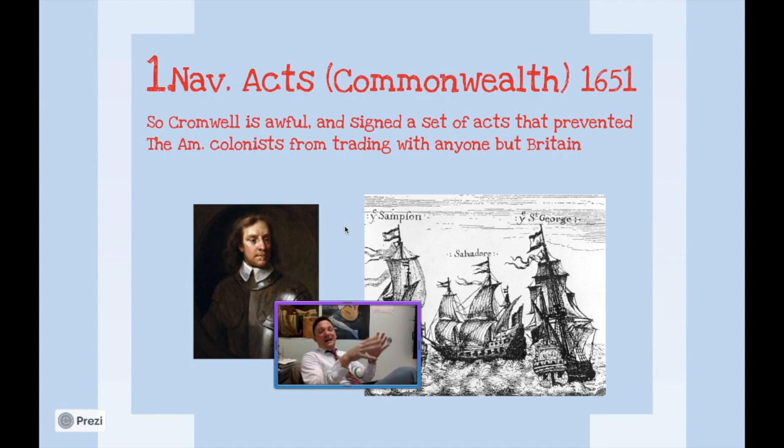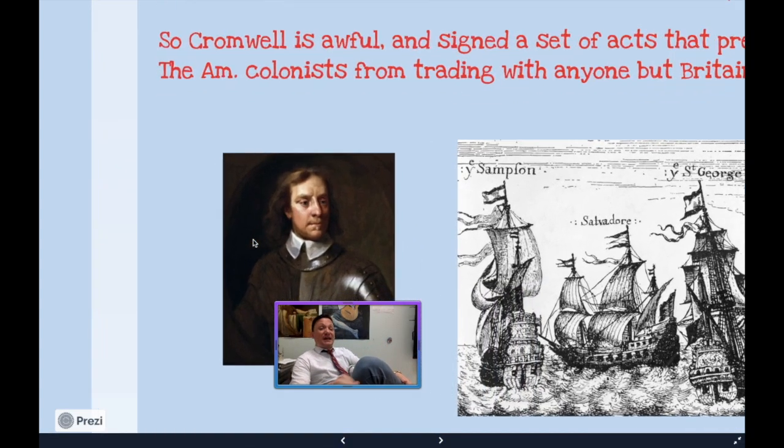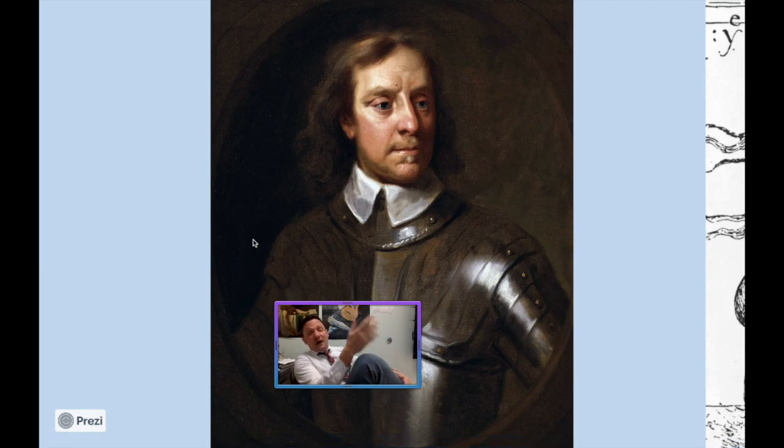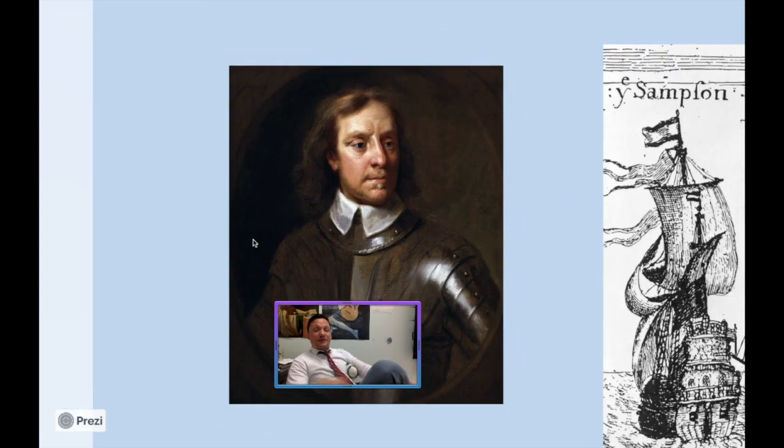Very first event, we got the Navigation Acts, okay? Which is happening under the Commonwealth period in England, right? It's actually the 3rd year, or second year, into the Commonwealth period, which lasted from 1649 to 1660. And of course, as you remember, who was the guy in charge of the Commonwealth? None other than Oliver Cromwell, the man that won the English Civil War against King Charles and led the Roundheads to victory and the parliamentarians.